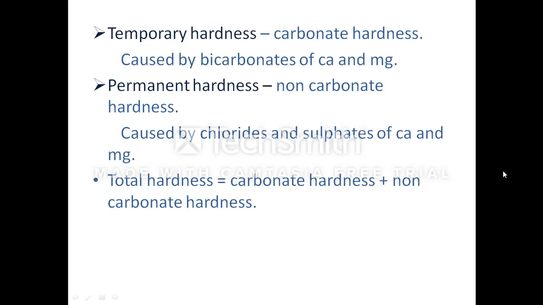Now, the second type is permanent hardness, also called non-carbonate hardness. It's caused by the presence of sulfates, chlorides, and nitrates of calcium and magnesium. Now, it's not removed by boiling or by adding lime. It requires a special treatment. Now, the total hardness is equal to carbonate hardness plus non-carbonate hardness.